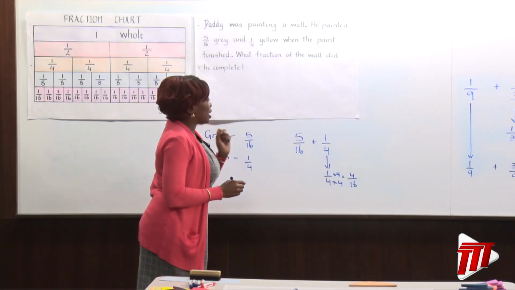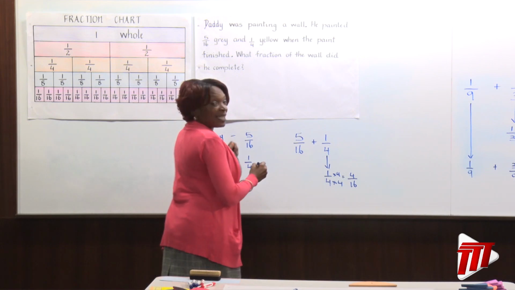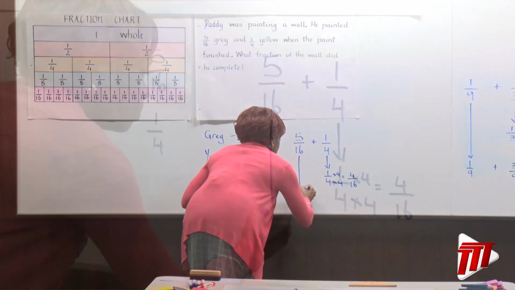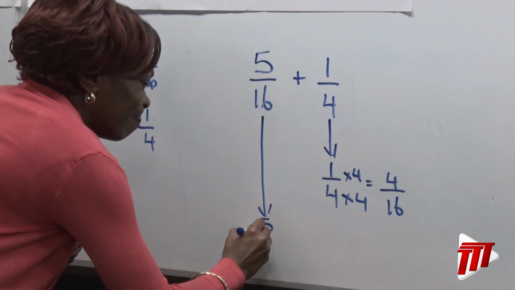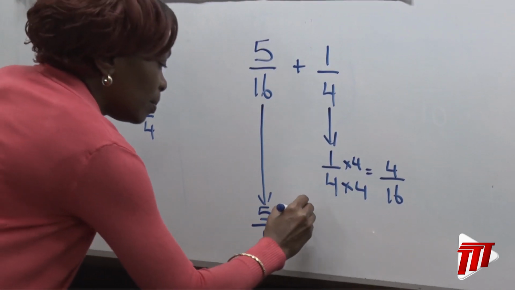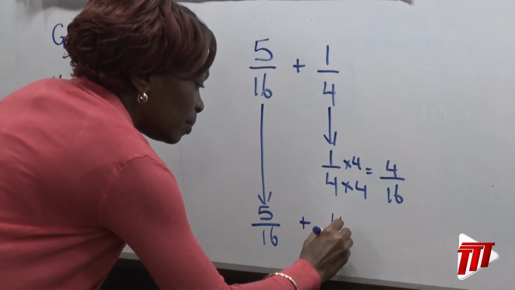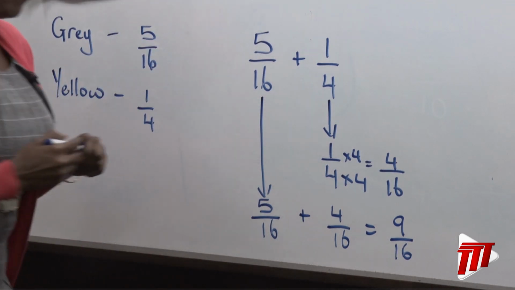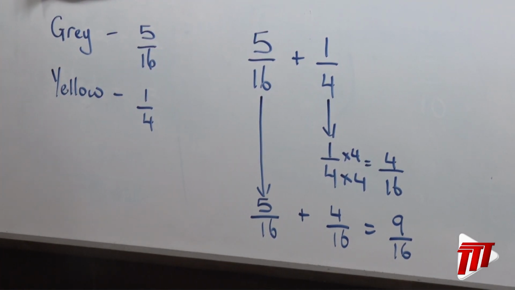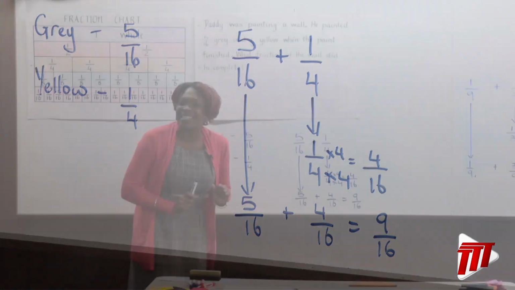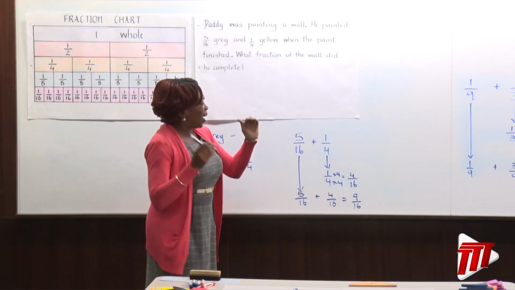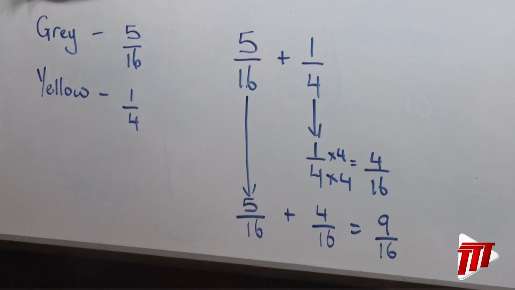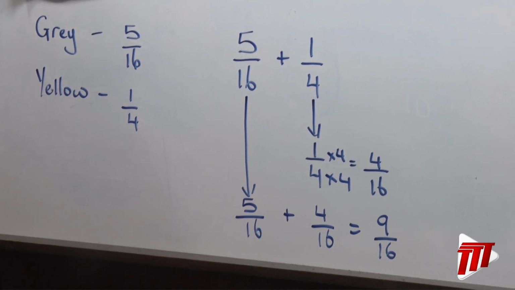One quarter is equal to 4/16. Let's complete the sum. There you have it. I knew you had the answer. You are so correct. 9/16. When we add 5/16 and 1/4, we get 9/16 because we applied equivalent fractions. Good job, children. Great, great job.